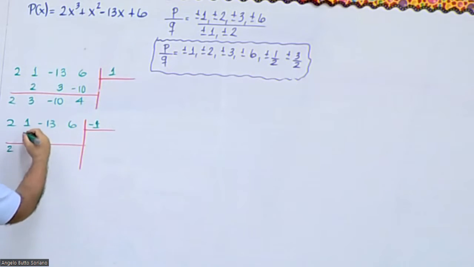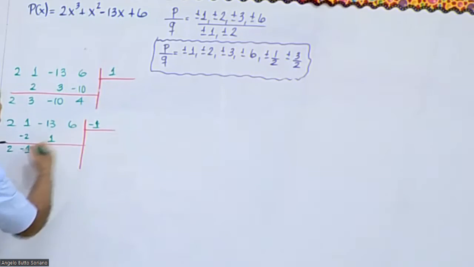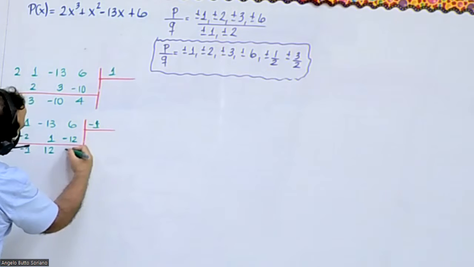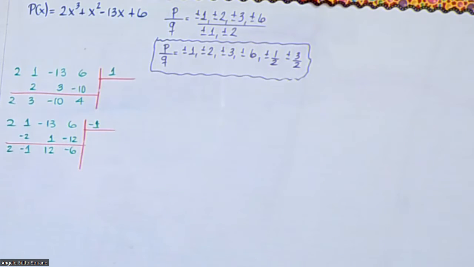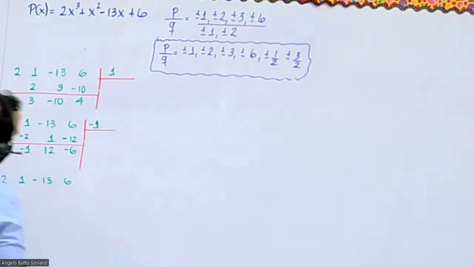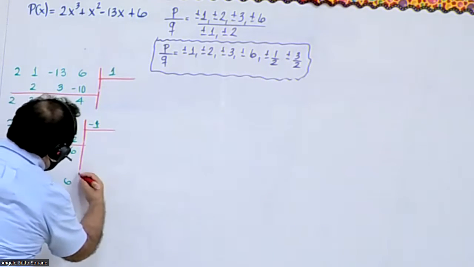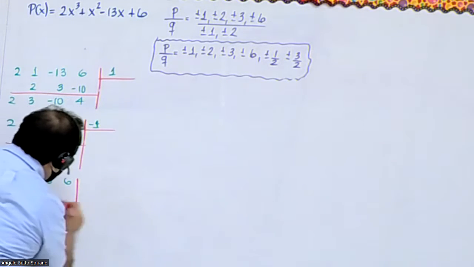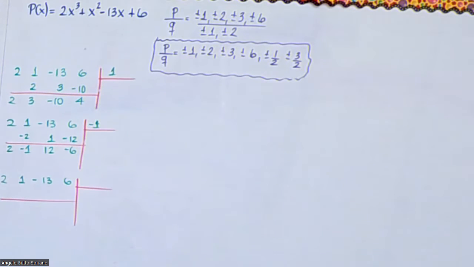All right, 2 times negative 1, negative 2. That will be negative 1. Times negative 1 this is going to be 1, then negative 12. The answer, negative 6. We failed with 1 and negative 1. Can we try with positive 2? Let's see what happens. 2, 1, negative 13, 6. I told you already, this is not a complicated thing, but it is a tedious process because you have to keep trying until we finally find the zero of the function.